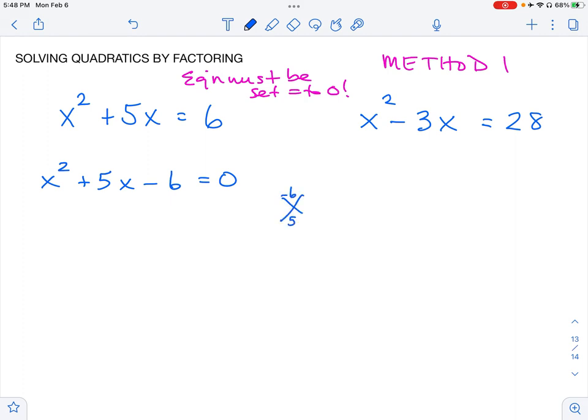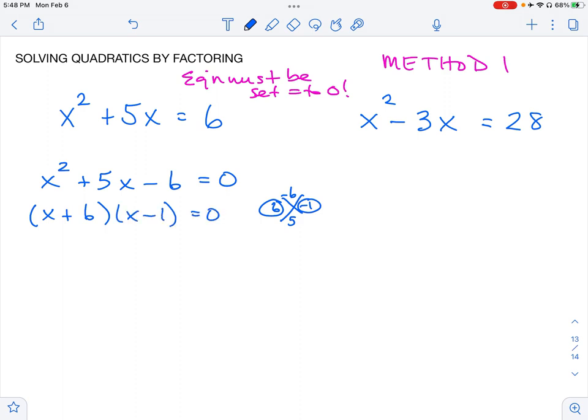If you want, just write that on the side. I think 6 and -1 should do. Double check again here. In order to multiply to a negative, you need one positive and one negative, and I need them to add to 5. So I think that should work. x plus 6, x minus 1.